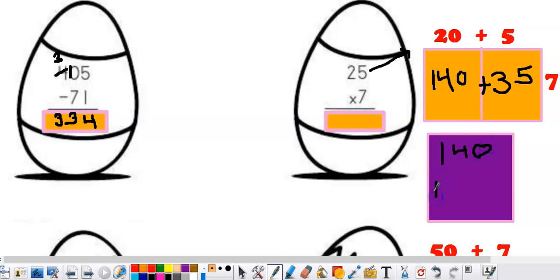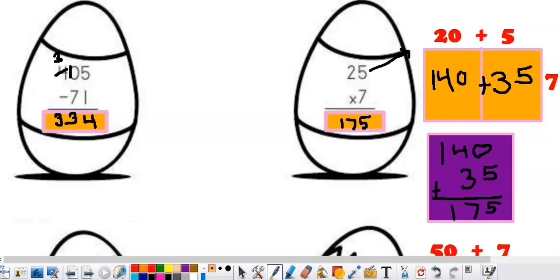plus 35. And just like we did for subtraction, we are going to add by place value, starting with the ones. 5 plus 0 is 5. Then 4 plus 3 is 7, and bring down my 1. So 25 times 7 is 175.